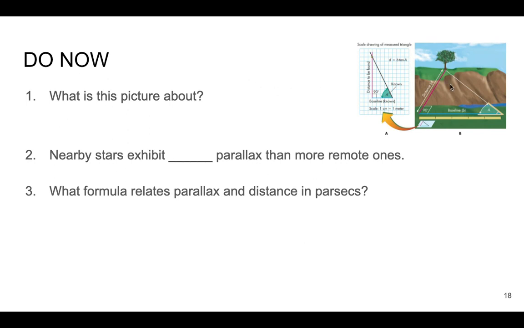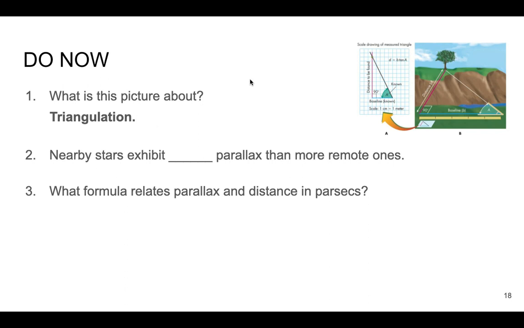So anyhow, this picture. What is this picture about? This is about triangulation. We can measure distances that we can't measure directly. So we don't know the distance from where we are to this tree because we can't run our tape measure across this gorge here. But what we can do is measure some distance sideways and then measure the angle that the tree appears to have moved by. And by doing that and applying a little bit of trigonometry, you can figure out this distance.